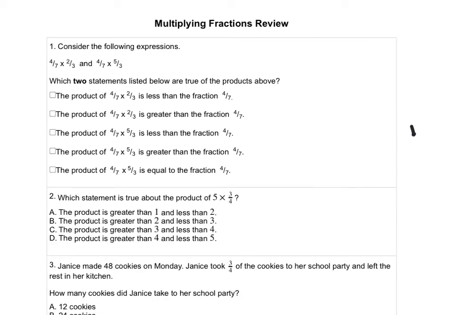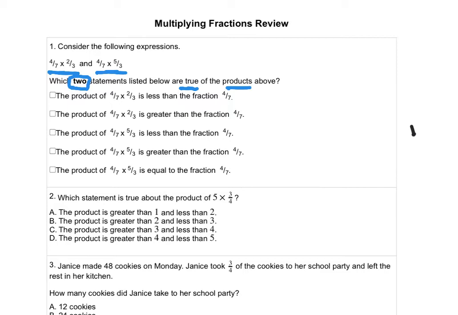I'm just going to show you how to work a couple of these using the notes that you just took. So think about the notes you just wrote down, and look over them as you're working some of these for guidance. It says consider the following expressions: 4/7 times 2/3 and 4/7 times 5/3. Which two statements listed below are true of the products above? That means there are going to be two answers. Products means you would have to multiply.